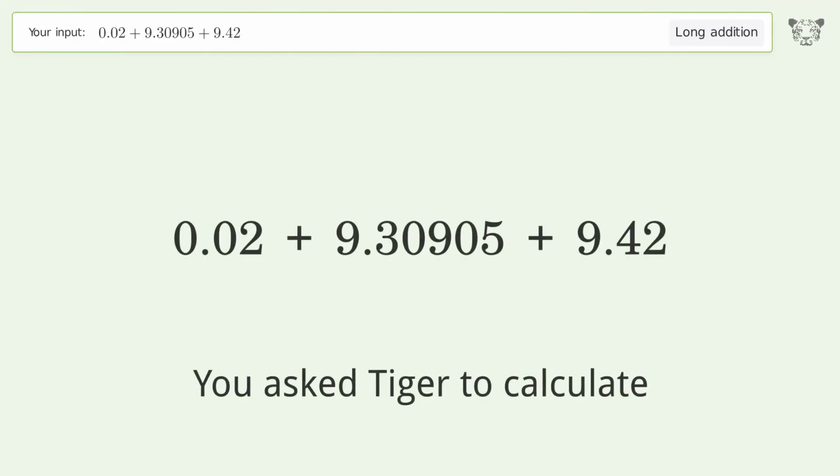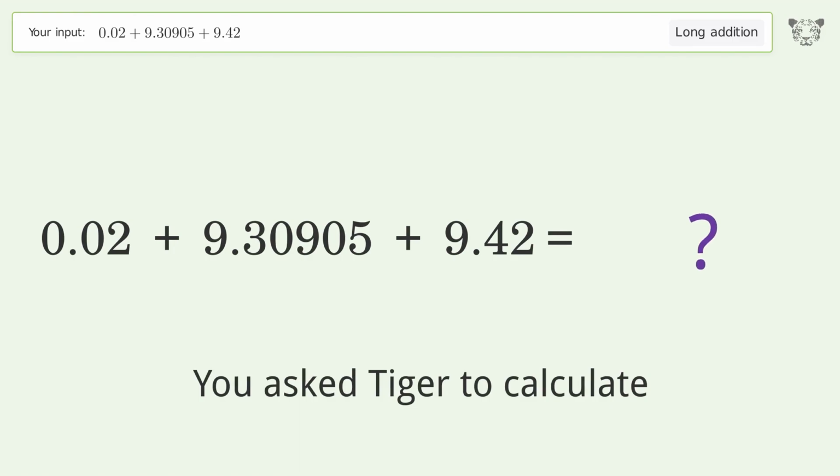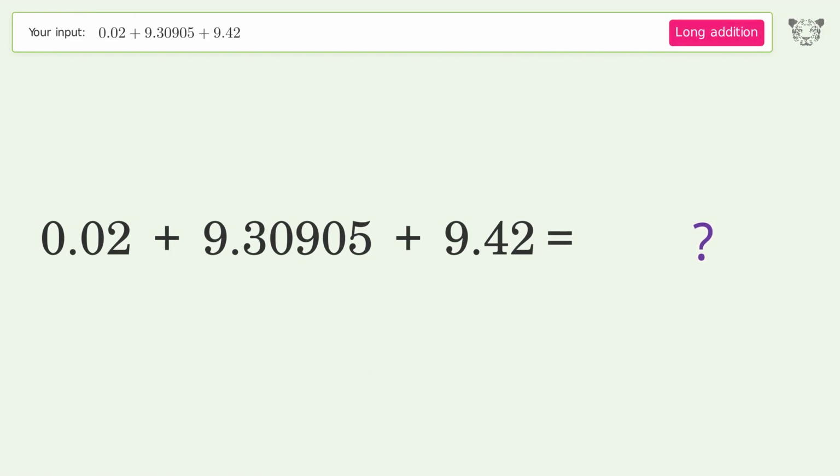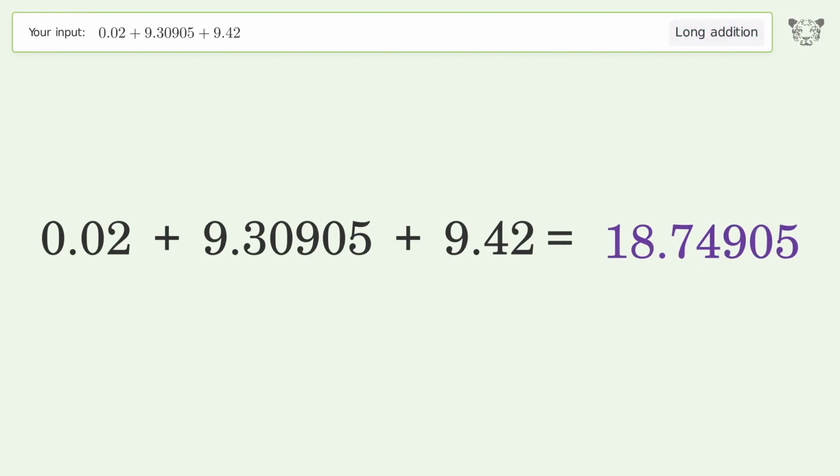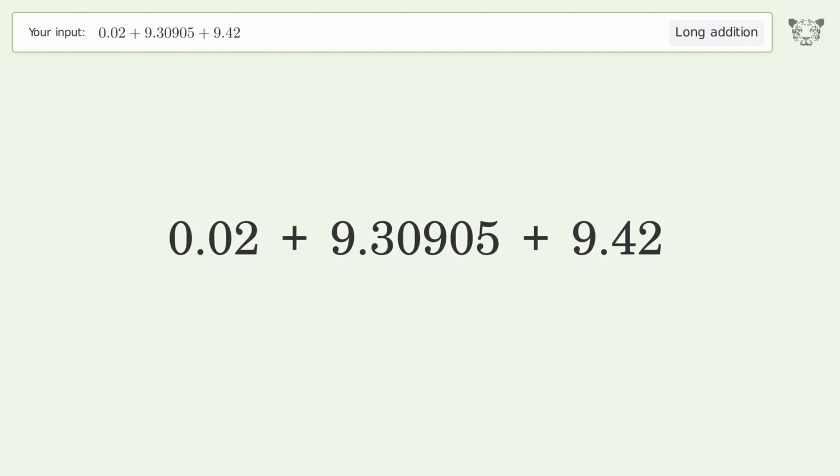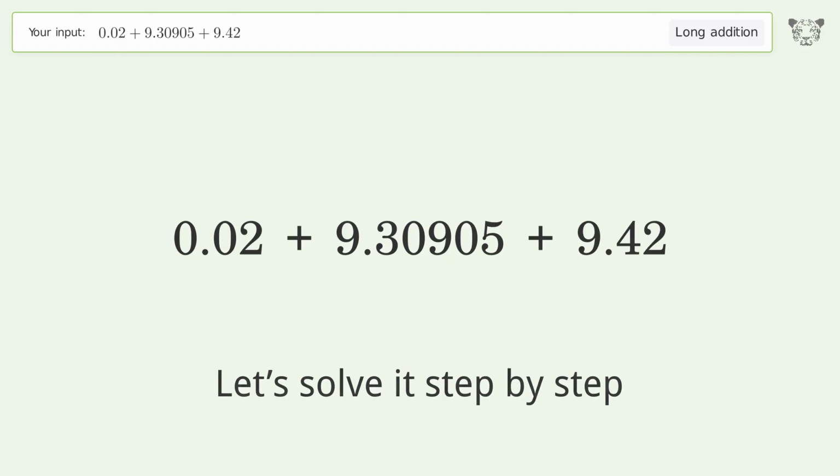You ask Tiger to calculate. This deals with long addition. The final result is 18.74905. Let's solve it step by step.